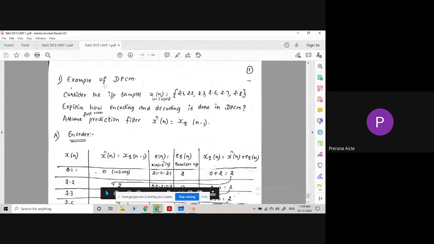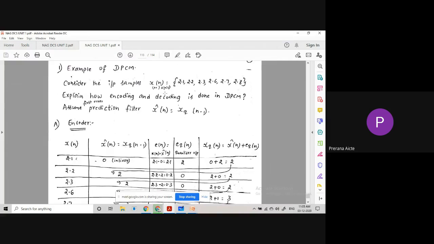See, example of DPCM. Consider the input samples, that is, we are giving the input x of n, or simply x of nTs. What are the input samples? 2.1, 2.2, 2.3, 2.6. Explain how encoding as well as decoding is done in DPCM. Assume the prediction filter is the first order one, so x cap of n equals xq of n minus 1.